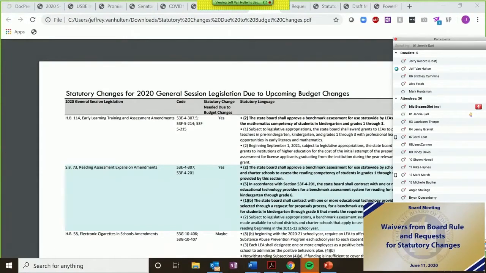So the language that's there is the language that would need to be changed. The language that's there is not our recommendation. Is that accurate? Yes, that's accurate. The language there was pulled straight from statute. Okay, I just wanted to make sure I understood why the highlighted was there. It wasn't our recommended change, it's what would need to be changed. Yes, that's correct.